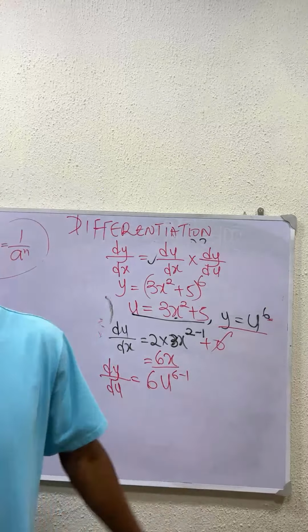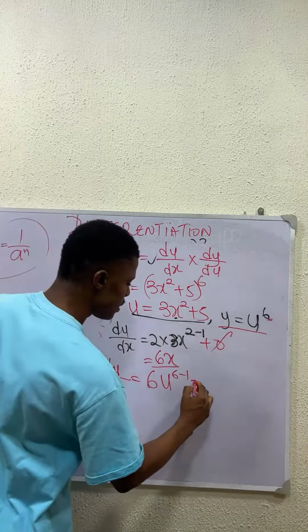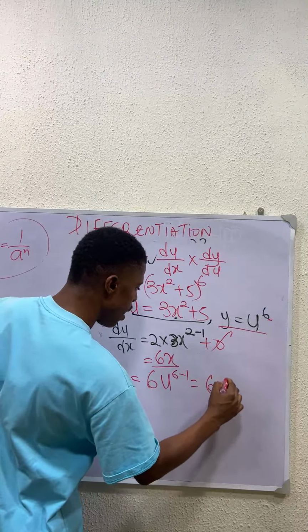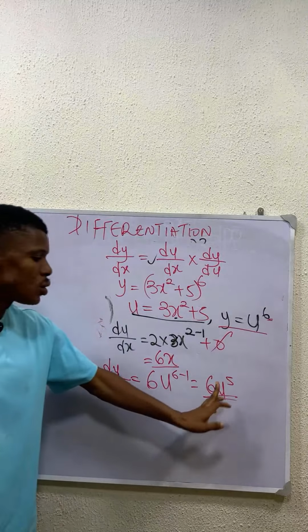6 minus 1 is what? If you are following, what is 6 minus 1? 5, correct. You have it as 5. So the answer is 6u power 5. That's the answer. But this is not the solution.